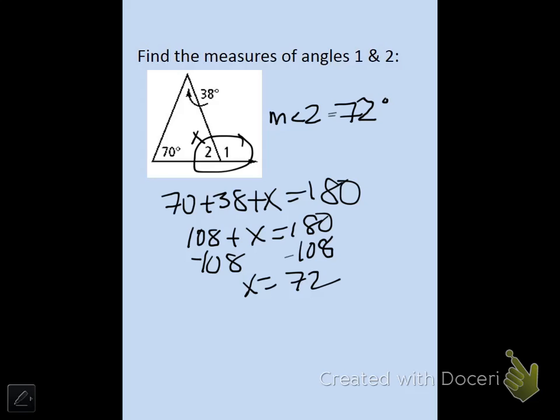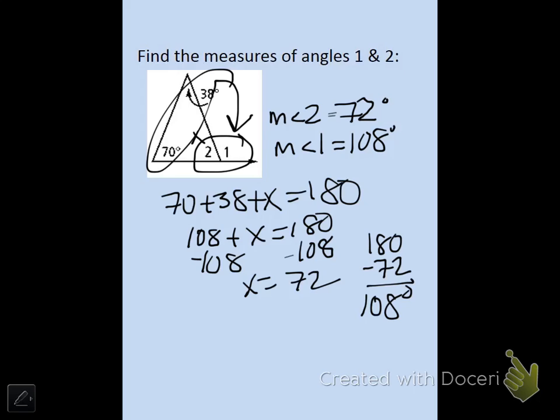Okay, and this creates that straight line. So we know that if I added them together, it should equal 180 degrees. So I could take 180 minus 72, and it should be 108 to figure out that measure of angle 1. So the measure of angle 1 is 108 degrees. Okay, we also learned that if I added these two together, it should equal that angle 1. So if you notice, when I added those two together, it equals the same thing as that measure of angle 1.